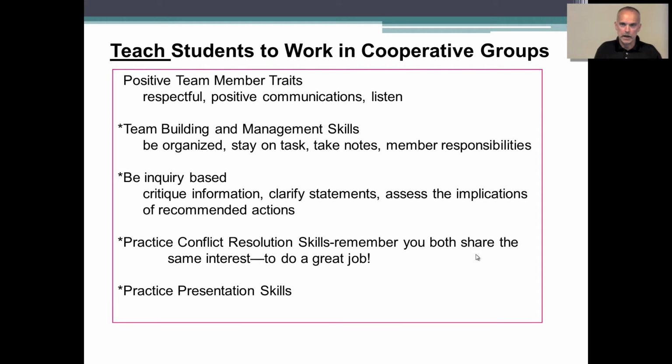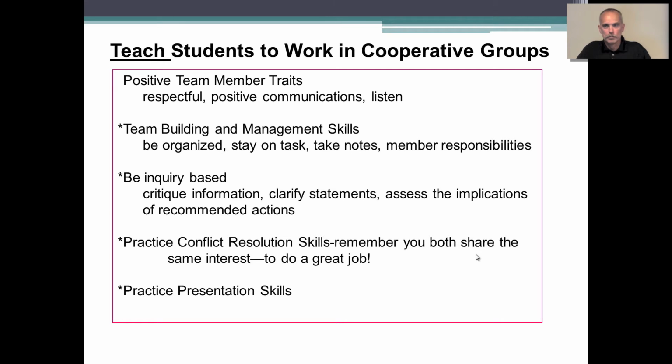I'm going to go back to talk about teaching students to work in cooperative groups. The feedback that I've heard from my own students as well as other colleagues that have had students work on, especially formal groups and base groups, is teach students what good, positive team member traits are in terms of how to be respectful, show up in meetings on time, show positive communication skills, professional communication skills. What are those? What's acceptable? And practice active listening.